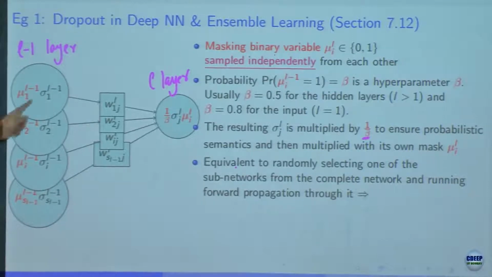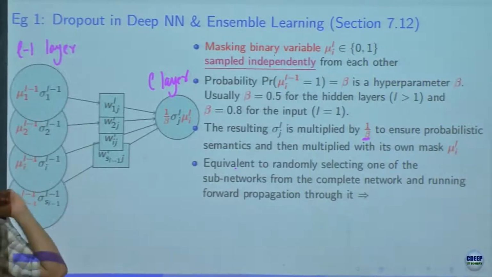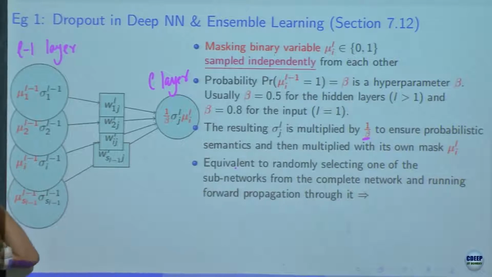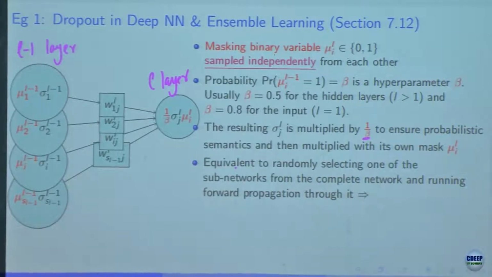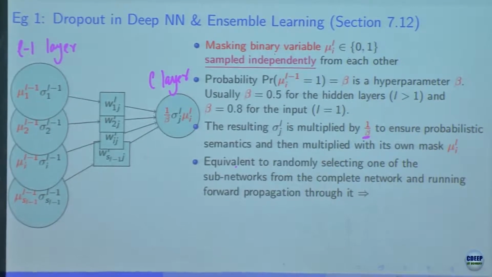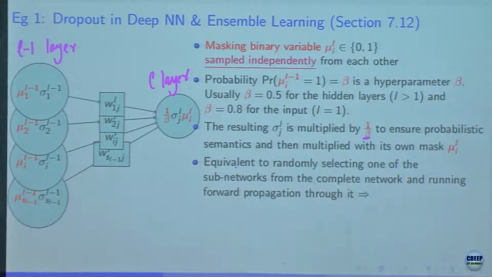Why? Because we are going to multiply these by the weights, and later on we are going to consider multiple such instantiations of the mu's, because we are talking about mu's as coming from an underlying probability distribution. So you just pre-multiply this by 1 upon beta along with the mask. Now it turns out that this simple process is an ensembling process. And how is it an ensembling process? Can someone suggest? What's exactly happening here?